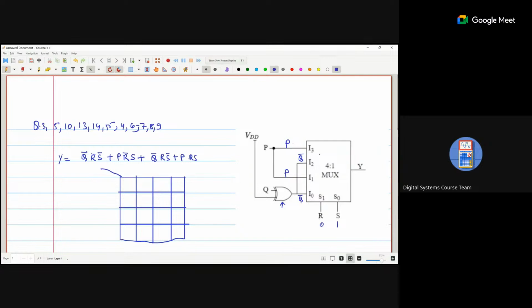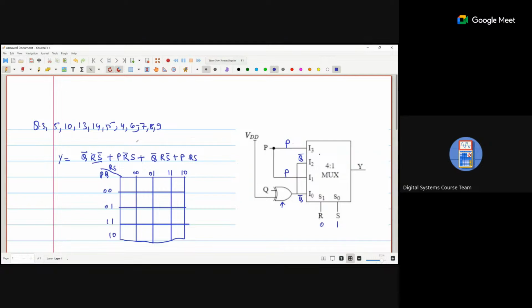Okay, now first of all we check question one more. I0 to I3, the inputs of the 4 to 1 mux, R and S are the control bits. The output Y can be expressed, so how can we express the Y? I just take P, Q, R, and S.